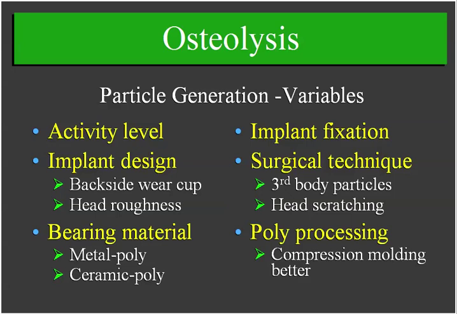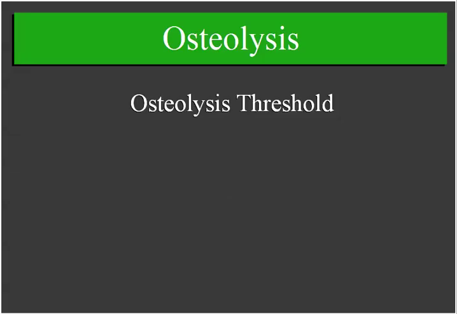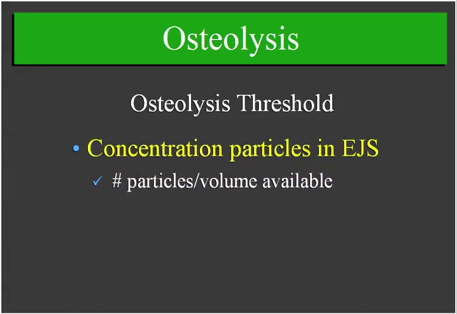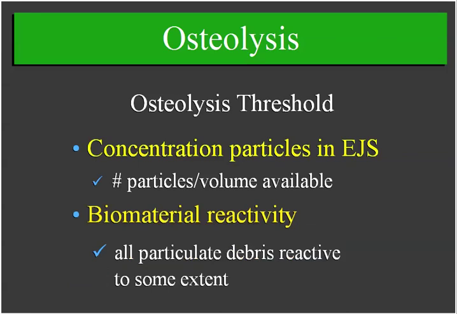And remember this, polyethylene processing, compression molding is the best in resisting osteolysis. In fact, direct compression molding is the board answer, and I'll show that in the bearing lecture. The osteolysis threshold, it's interesting. It relates to the concentration of the particles in the affected joint space and the biomaterial reactivity. All debris generates reactive material, including cobalt, chrome, titanium, and polyethylene. But polyethylene has so many more particles than the others that this is the main cause of the osteolysis.